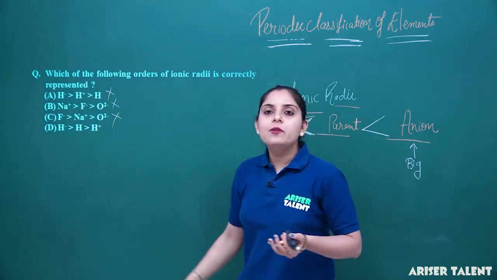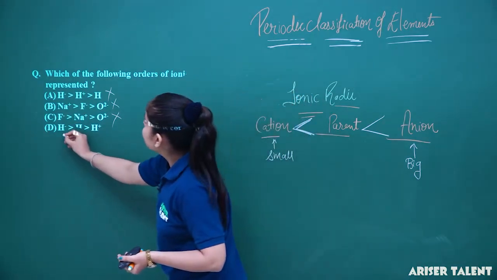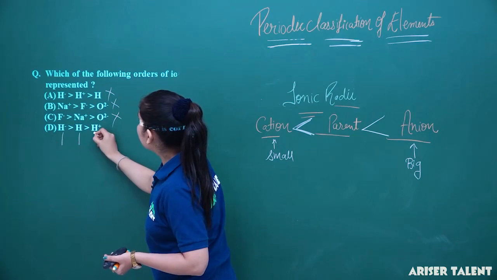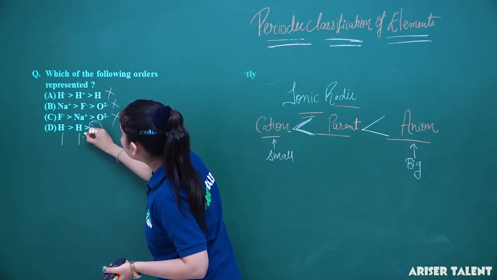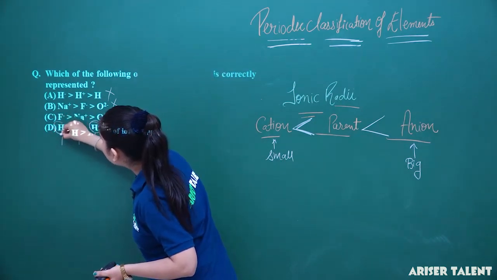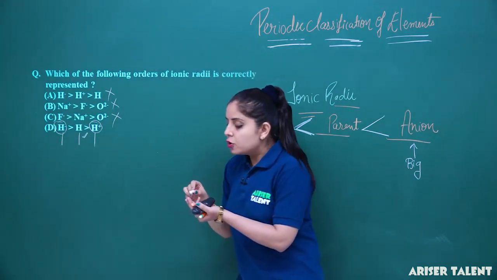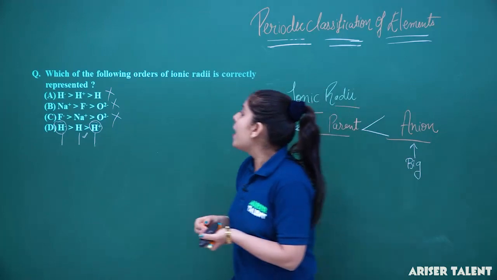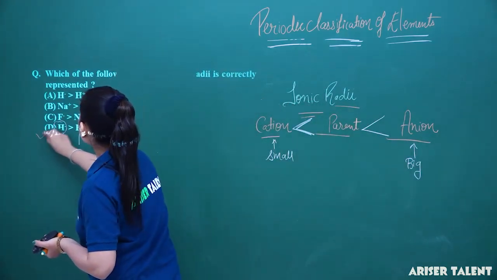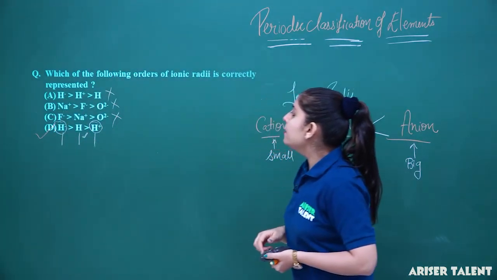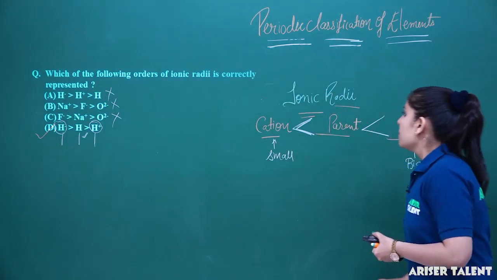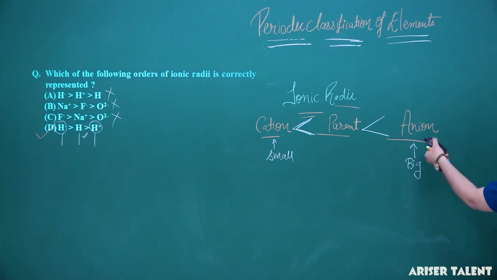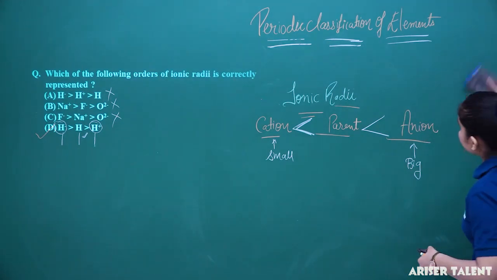So, we are left with only one option here. It means this is an anion, this is the parent atom and this is the cation. Cation will always be smaller in size as compared to the parent atom, and anion will be the greatest in size. So, which option is correct here? We have option number D correct. So, the correct option here will be option number D. It means anion is having the largest size.